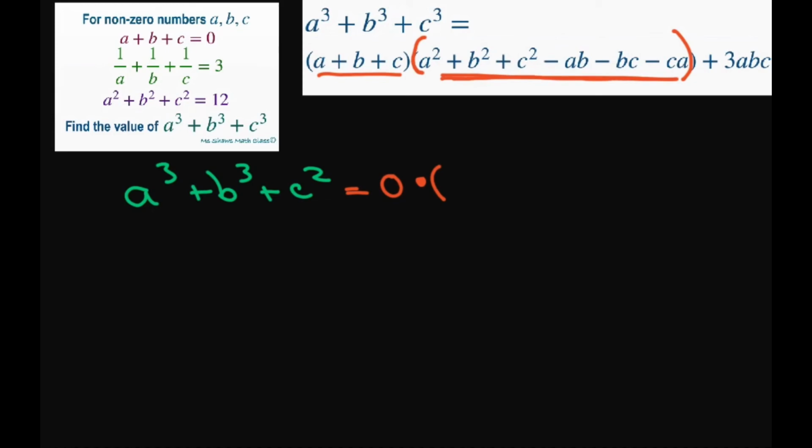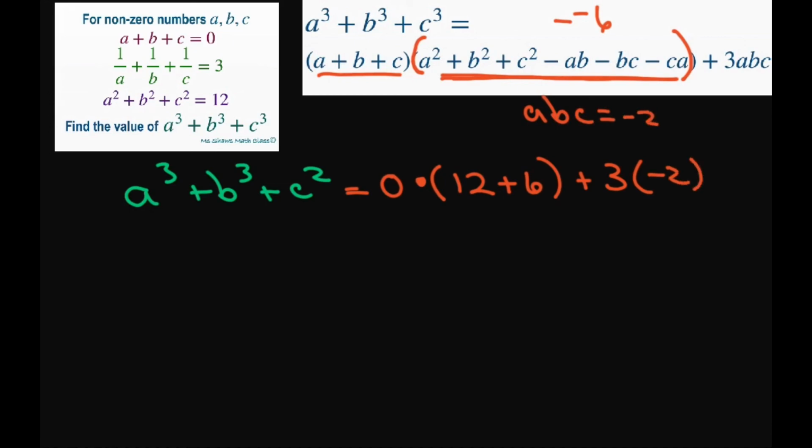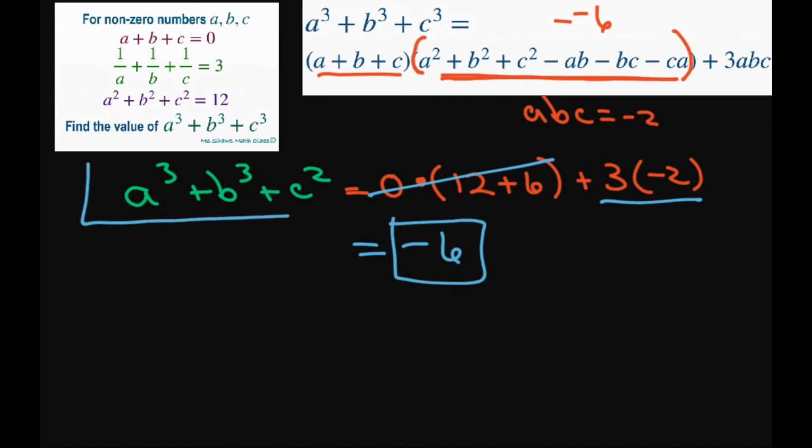a squared plus b squared plus c squared is 12. And then remember, this was going to be minus negative 6, so we're going to add 6 here. And then you're going to have plus 3 times abc. And our abc was negative 2. So what's interesting is that just zeroes out. All that work just to get a 0. And we have negative 6 here. So that is your value of a cubed plus b cubed plus c cubed.